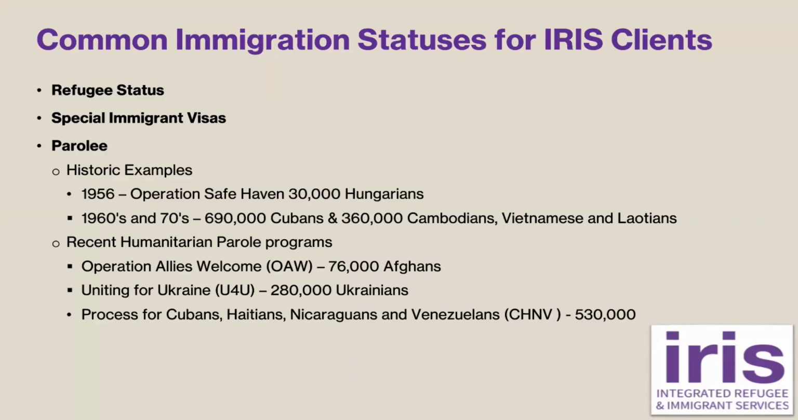Also, Ukrainians have been welcomed through the United for Ukraine program, and Cubans, Haitians, Nicaraguans, and Venezuelans were welcomed through the process for CHNV. All of these populations were granted humanitarian parole, and IRIS has worked with many individuals who arrived through these programs. Another term you may have heard is temporary protected status.